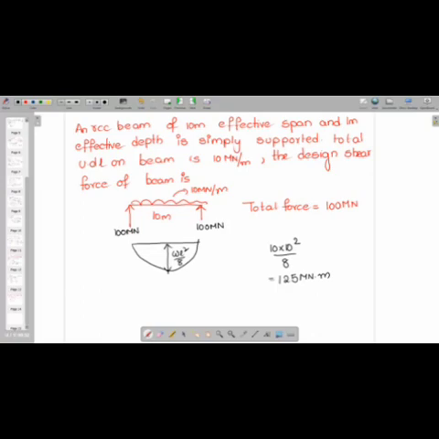Now see students, total force is 100 meganewton. So here, sorry, I have written wrong. Here actually the reactions will be how much, sir? It will be half. This is 50 meganewton.